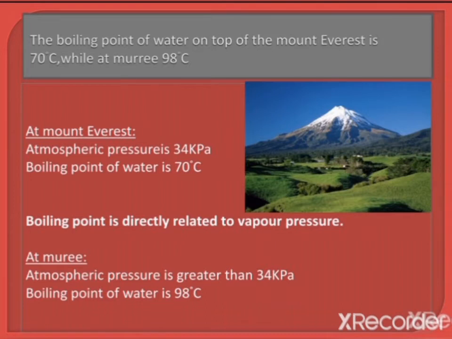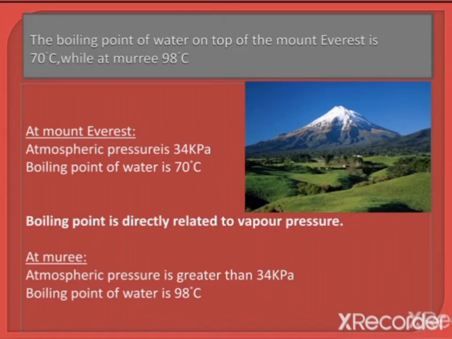The boiling point of water on top of Mount Everest is 70 degrees centigrade, while at Murray it is 98 degrees centigrade. The reason for this is that at Mount Everest, which is 8,850 meters above sea level, the atmospheric pressure is only 34 kilopascal. At this atmospheric pressure, water boils at Mount Everest at 70 degrees centigrade.